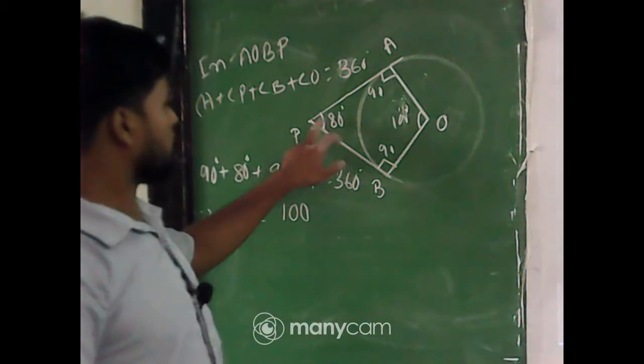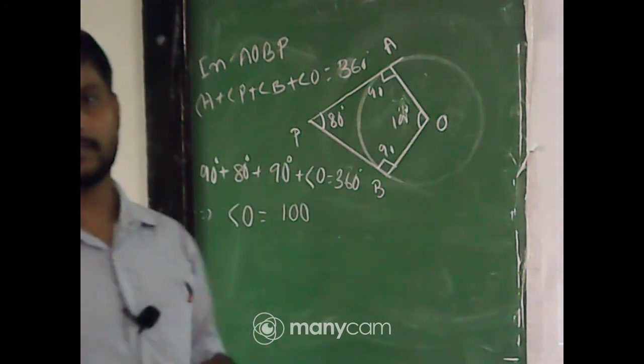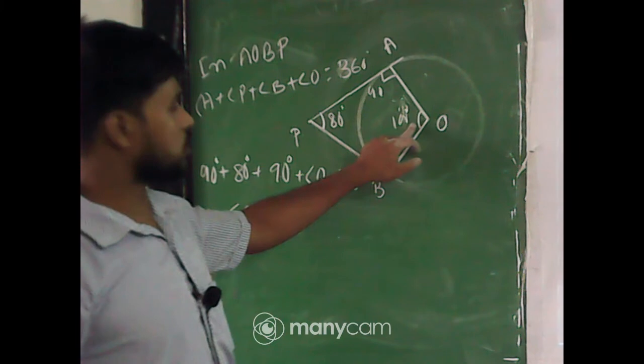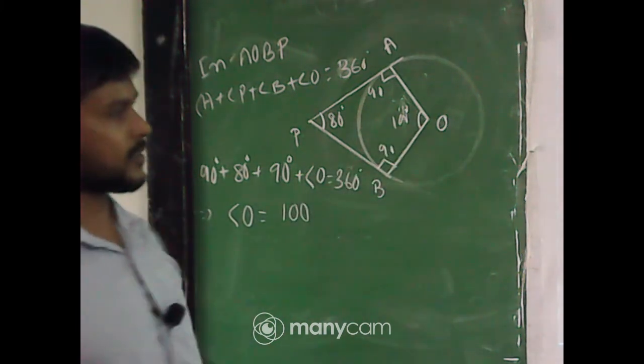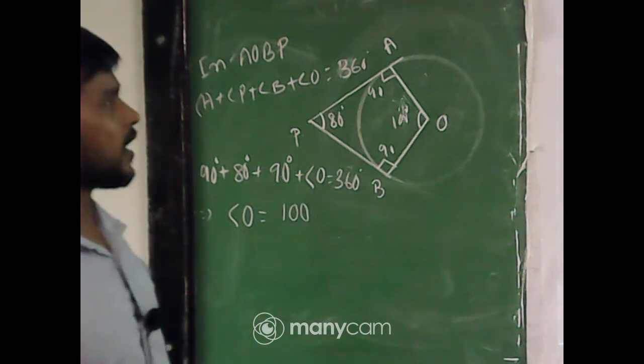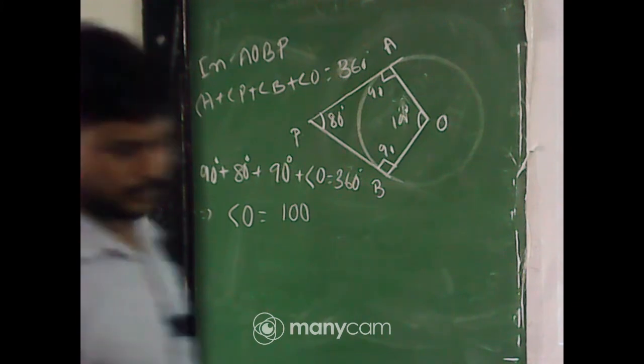Actually, P and O are supplementary angles. If this is 80 degrees, then this angle will be 180 minus 80 degrees. So the answer is 100 degrees. 100 degrees is the answer.